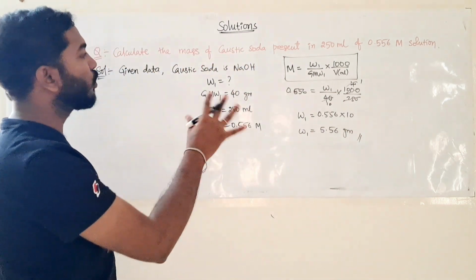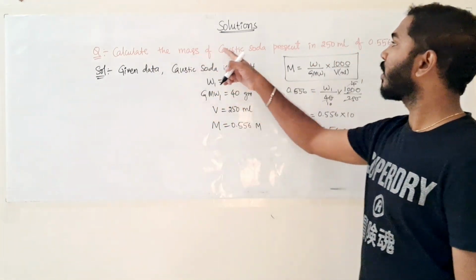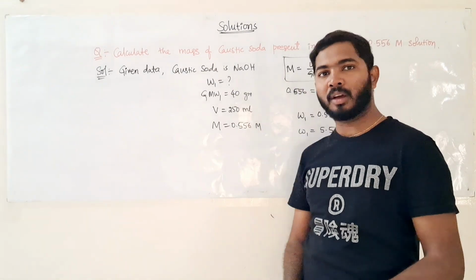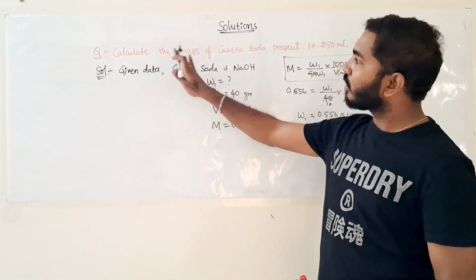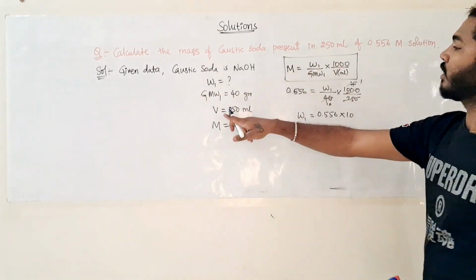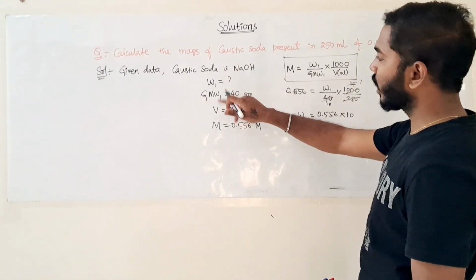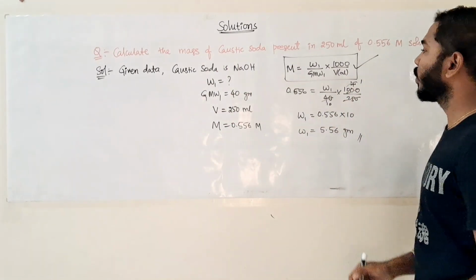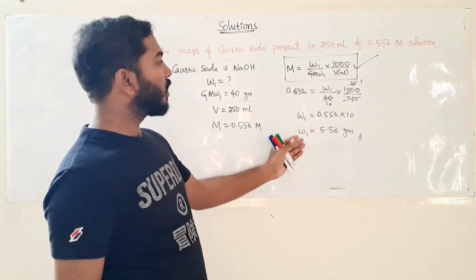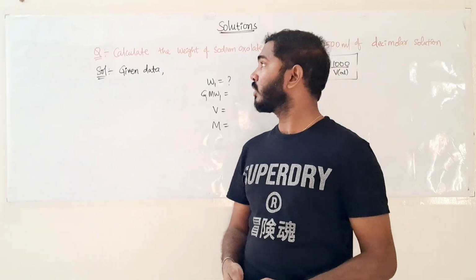So this is how we need to work out the things. I hope you understood. I am repeating. Calculate the mass of caustic soda present in 250 ml of 0.556 molar solution. If you observe, the caustic soda is NaOH, and they are asking us to calculate the mass. They gave the volume, and then they gave the molarity. By looking at this information, we can understand that this is the required equation, and if we substitute the values, we are going to get the weight of the caustic soda as 5.56 grams. And next, take another question.